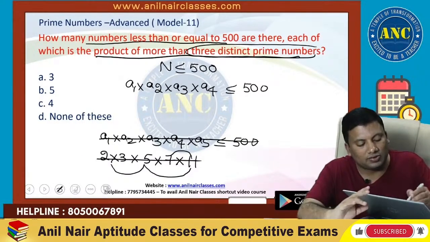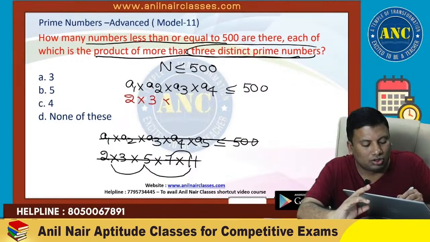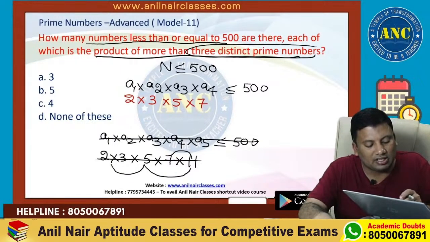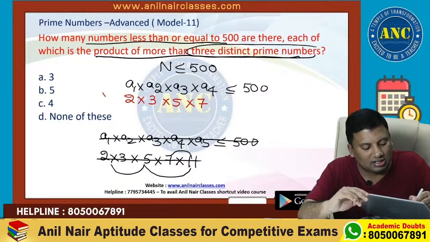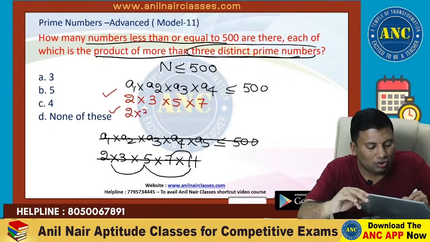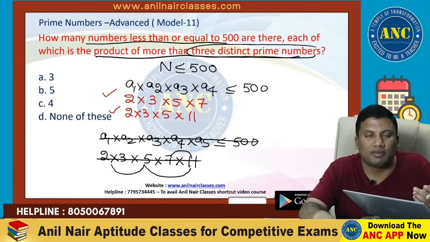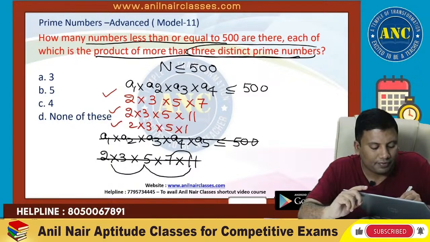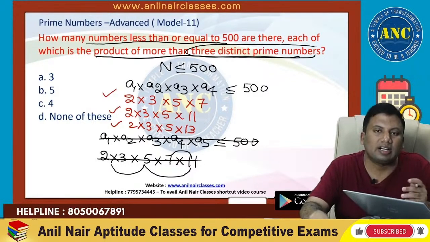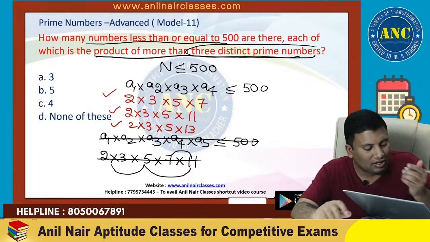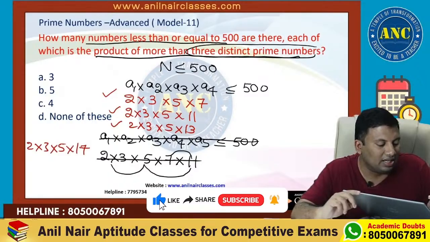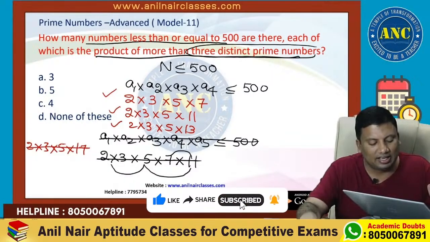Now, 4 numbers we have to take. So, it is 2, 3, 5, 7. Let me see if the product is less than 500. 6 5s are 30, 30 7s are 210. This is perfect. Next one, 2, 3, 5. Let me take after 7, what is the next number? 11. 30 into 11, 330. This is also perfect. Let me take the next number, 13. 6 5s are 30, 30 13s are 390. It is also perfect. Next it is 2 into 3 into 5 into 17. 30 17s are 510. It is not possible.